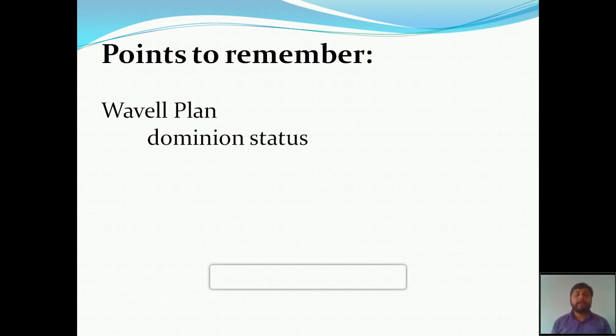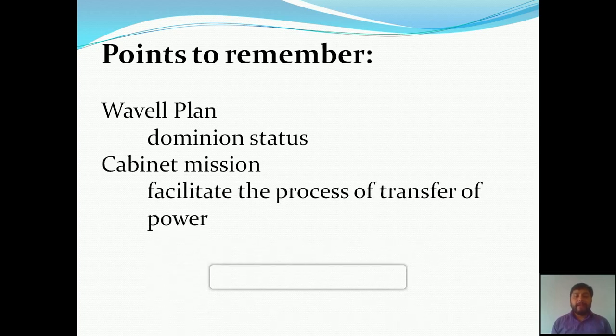Finally, the British administration understood that it would not be easy to rule India again for a number of years. As a result, they appointed a mission, the Cabinet Mission, to facilitate the process of transfer of power. This was done by Clement Attlee, who was the Prime Minister of Britain during 1947. Here, both Congress and Muslim League accepted the Cabinet Mission even though they were not happy with all its terms and conditions.